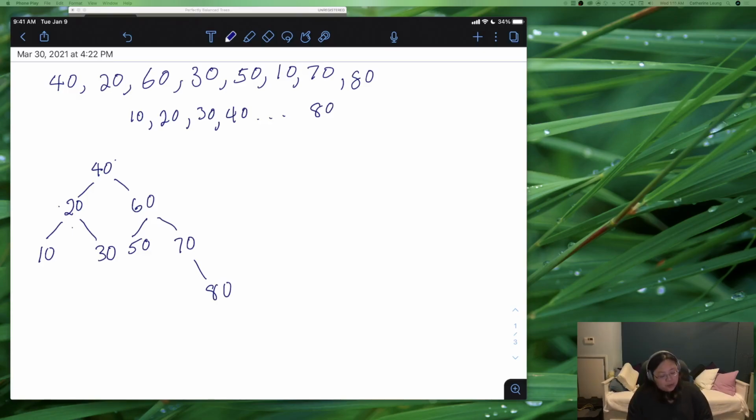Now, 10 would be the root, right? And then 20 would be bigger than 10, so it goes to the right. Then we have 30, which is bigger than 20, so it goes to the right of 20. And we simply insert in order, so 40, 50, 60, 70, and finally 80. All of them are now inserted into the tree.